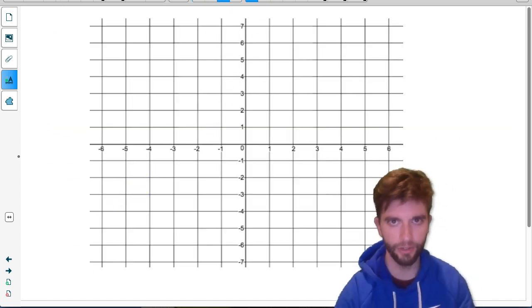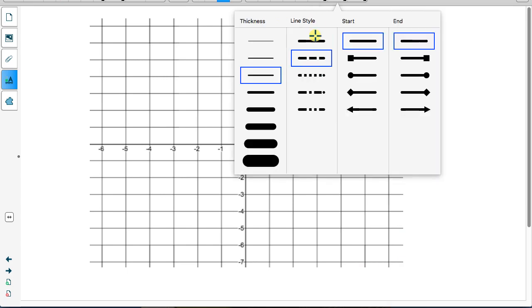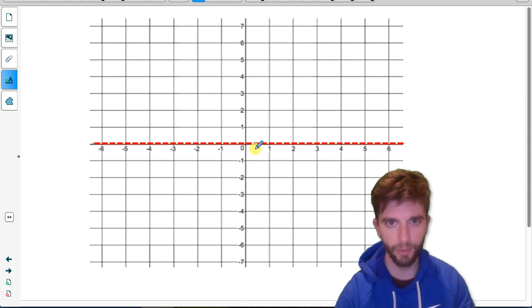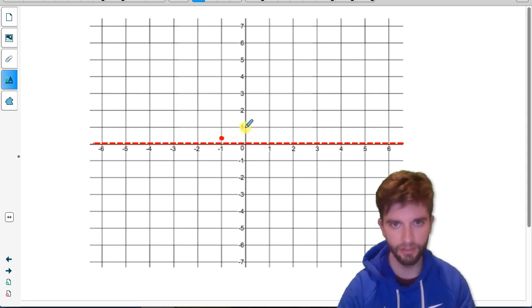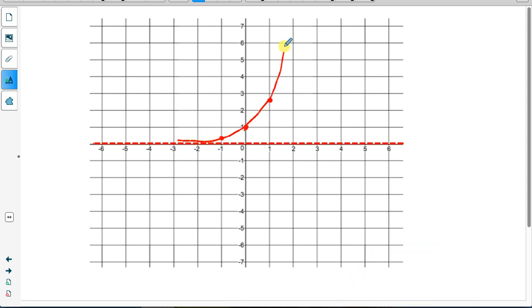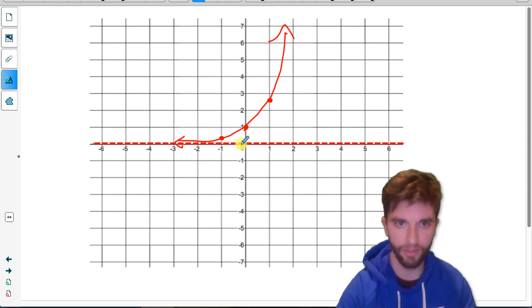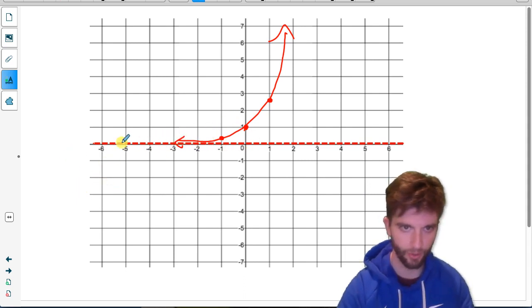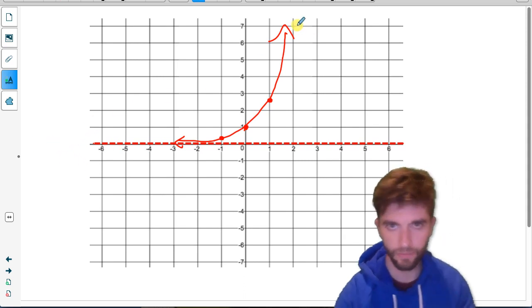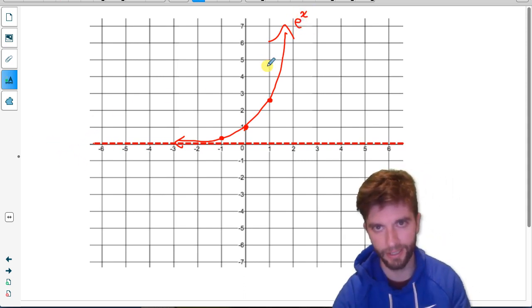Let's draw our horizontal asymptote at y equals 0. And then let's plot our points. Negative 1 was at about 0.37. When x was 0, it was at 1. And then when x is 1, it was at about 2.72. So it was around here. And then the function is going to look something like this, where it's never going to cross this horizontal asymptote. It's going to just get closer and closer and closer to it as x goes to negative infinity. So this is the e to the x function.